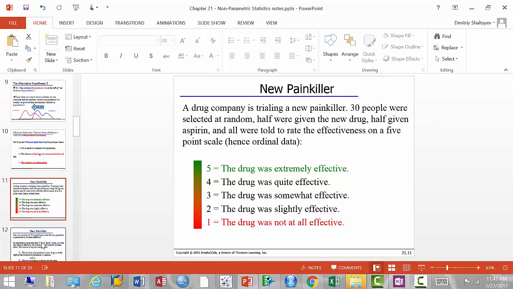Group number 1 will get aspirin, the traditional drug, but we're not going to tell them that this is aspirin. We're going to tell them, hey, here is the painkiller, right? Whatever it is, a painkiller. But we know, of course, because we are conducting the experiment, that this is aspirin, right?